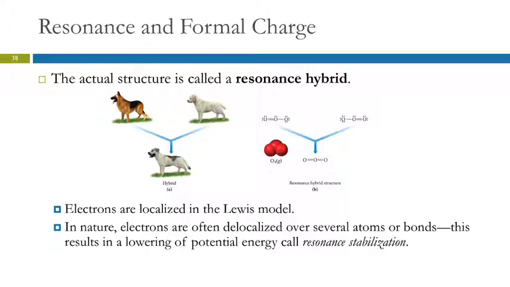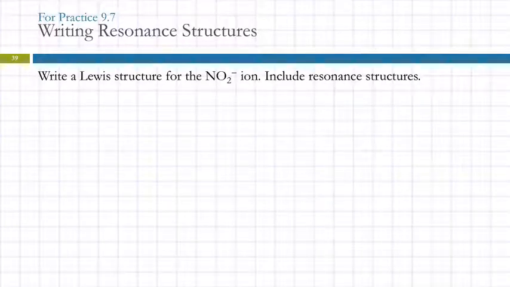For the most part, you will only see resonance if you have a double or a triple bond that you can place between two different atoms of the same element. So if there are no double bonds and no triple bonds, there's no resonance in Chem 1A. Just there isn't. So let's write a Lewis structure for the nitrite ion. Include resonance structures.